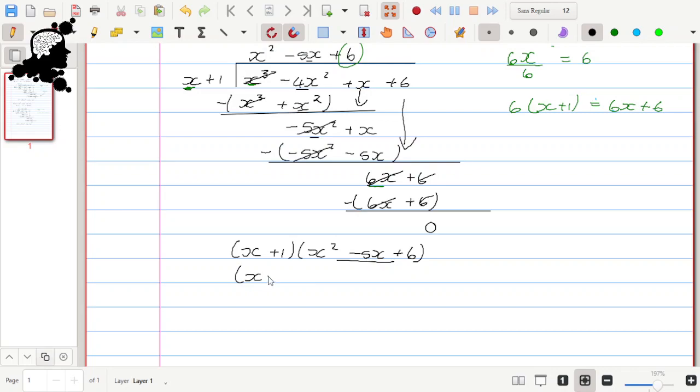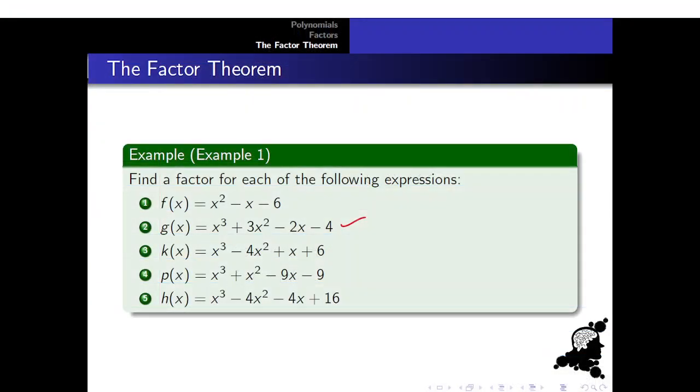So this is going to be x plus 1 into, let's have two brackets there. This is x here, this is x there. This is minus 3, this is minus 2. There we have it, we have factorized our cubic expression using long division. Life is great. Let's move on to the next expression in our notes.